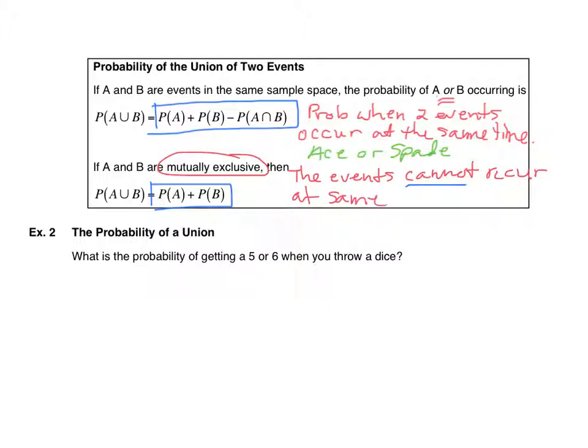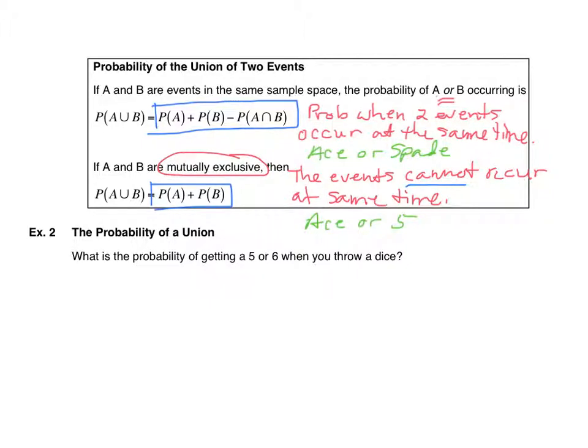So using cards as our example, what if I asked you to draw out an ace or a number 5? Can those occur at the same time? Can an ace also be a number 5 card? No, because they're both numbered cards. So in that case, you would just find the probability of an ace, which is still 4 out of 52. What's the probability of drawing a 5? Also 4 out of 52. Total probability 8 out of 52, and then you would reduce. So there's nothing to subtract because they can't occur at the same time.